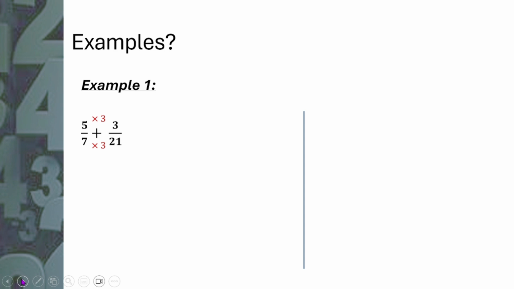5 times 3, 7 times 3. Remember, what you do to the top, you must also do to the bottom. This is giving me 15 over 21. Now we have the same bottom number. So when we have the same bottom number, or common denominator, we leave it alone and we just deal with the numerators. That's the top numbers. And 15 plus 3 is 18.